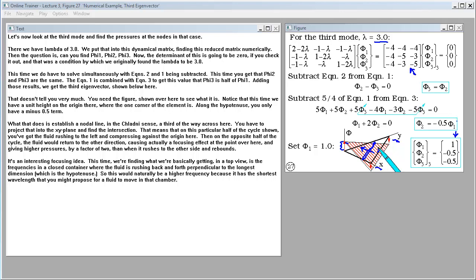This time what we're basically getting in a top view is the frequencies in a closed container where the fluid is rushing back and forth perpendicular to the longest dimension, which is the hypotenuse. And so this would naturally be a higher frequency because it has the shortest wavelength that you might propose for fluid to move in that chamber.